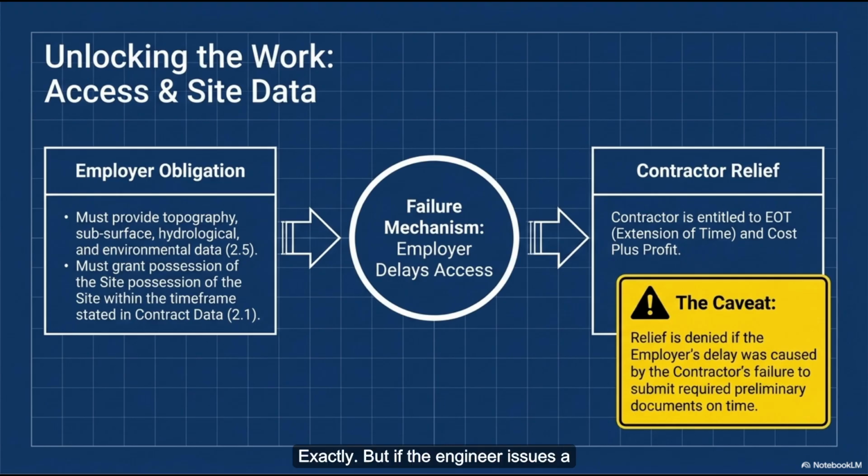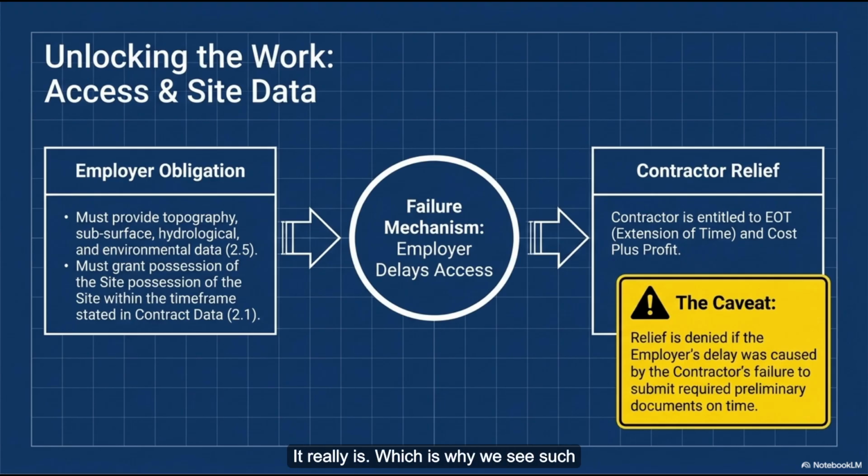Exactly. But if the engineer issues a notice of no objection, the legal framing shifts entirely. So what does no objection actually mean in court? The engineer is basically stating, I have reviewed your submission. I do not see any obvious violations of the contract that require me to stop you. However, this remains 100% your design, your method, and your risk. Proceed at your own peril. Wow. It allows the work to move forward without the employer inadvertently co-signing the contractor's potential failures. That is brilliant. Every single word in this document is a loaded weapon.